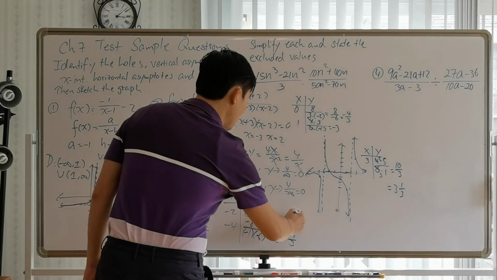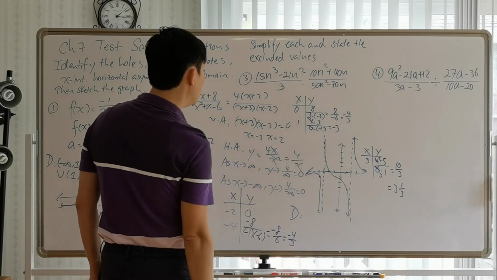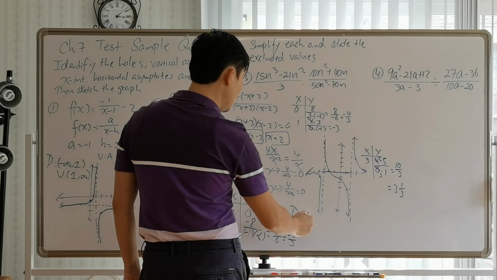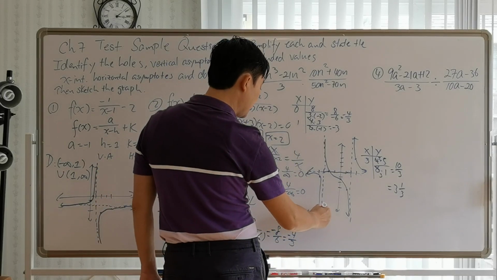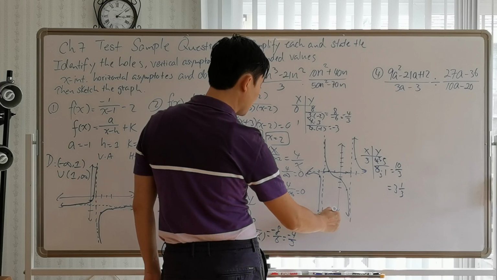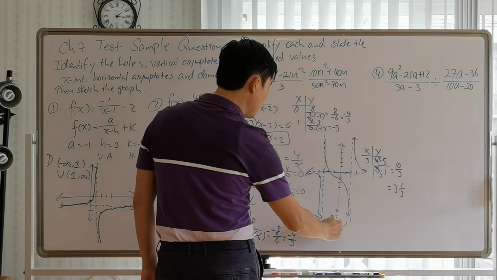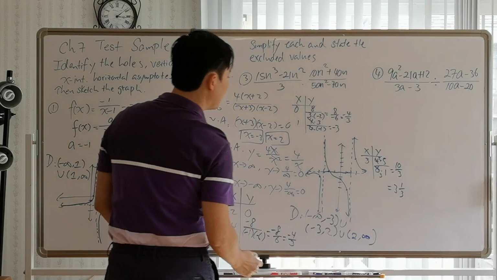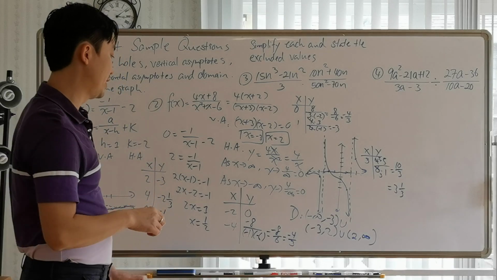And in order to state the domain, we want to find out the VA again. So the VA, the first one is right at negative 3. The other one is 2. So we do have 3 different intervals for the domain. One is from negative infinity all the way to negative 3, union, and then negative 3 to 2, and then union, and then 2 all the way to infinity. Alright? So that's for the graph.